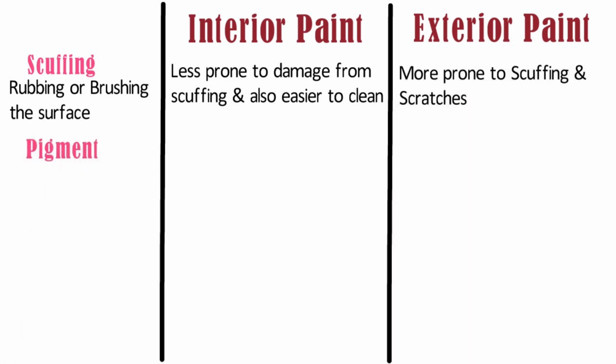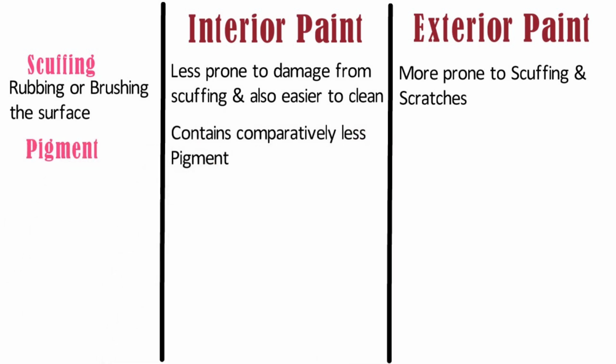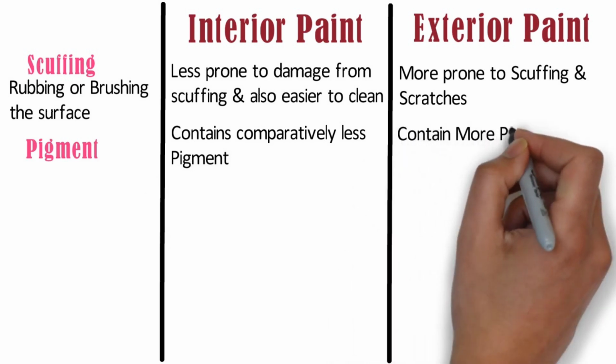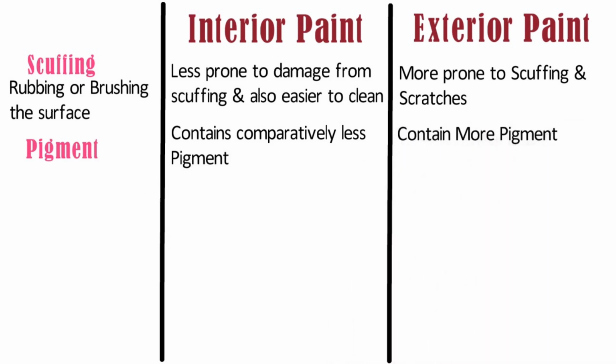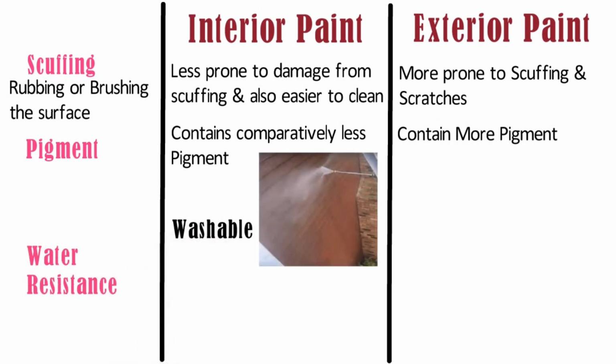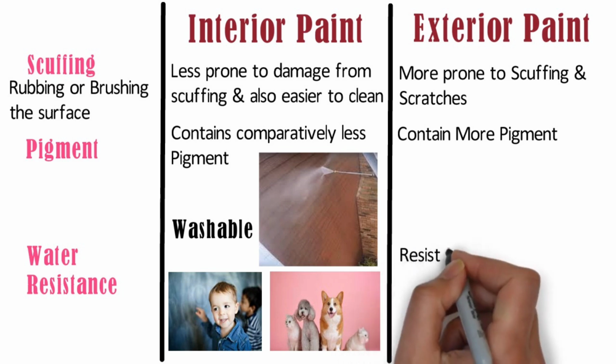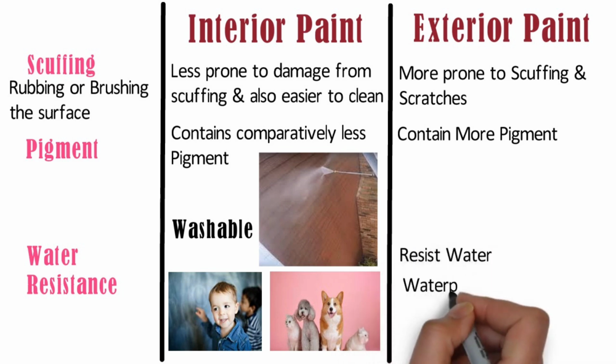Pigment. Interior paint contains comparatively less pigment as compared to exterior paint, whereas exterior paint may contain more pigment. Water resistance. Interior paint is made washable so as to clean spots and marks that it accidentally gets, especially from small kids and pets at home. Exterior paint is also supposed to resist water, hence it is made waterproof.